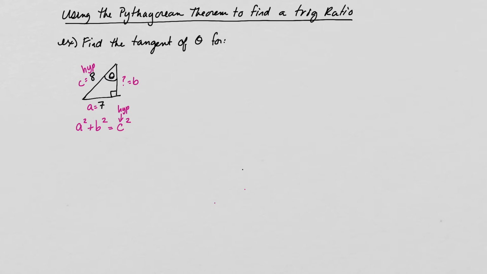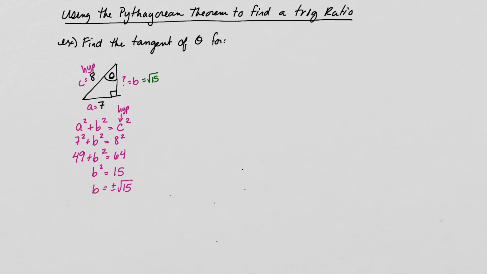So if I plug in here, we're going to have 7 squared plus b squared equals 8 squared. So 49 plus b squared equals 64. And then if I subtract 49 from both sides, b squared is going to be 15. And then b is going to be, now usually when we solve these, we say plus or minus the square root of 15. When we're just dealing with a triangle like this, we're going to take the positive case. So in our case, b is going to end up being the square root of 15.